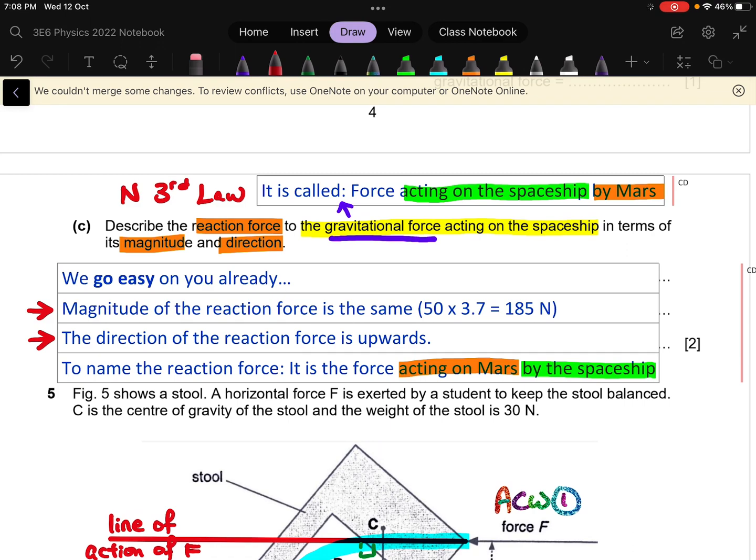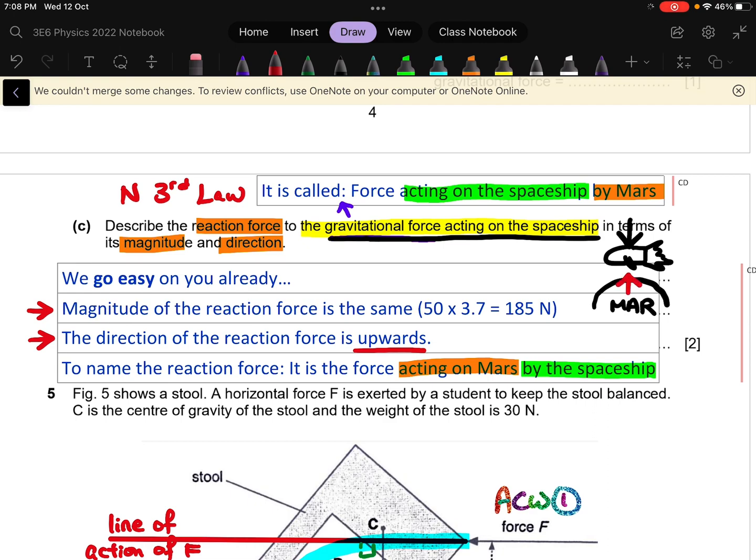So this gravitational force acting on the spaceship, right, this one is actually a downward force. So for example, if you have your spaceship over here and this is mass, then the gravitational force acting on the spaceship will be downward. So as a result, your reaction force will be upwards. Okay, and your reaction force should be acting on mass.